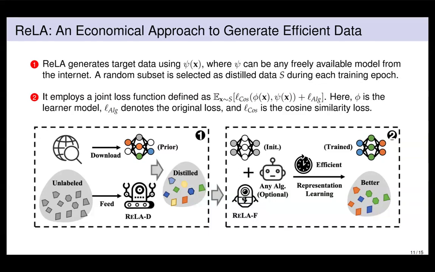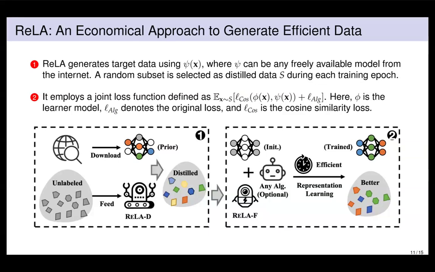And in the right part of this figure, we can see that our proposed RELA will define a new joint loss function, and it shows here. It introduces an additional cosine similarity loss function between the psi x and our learner model. So this is the key idea of our method.